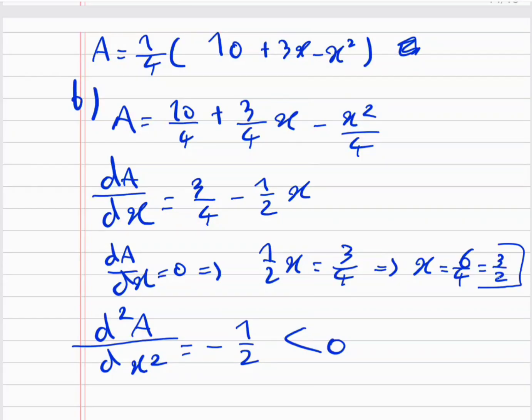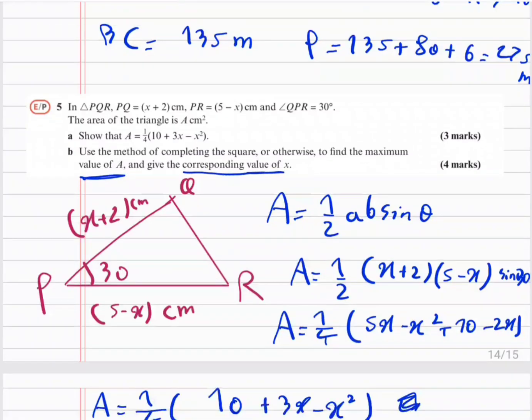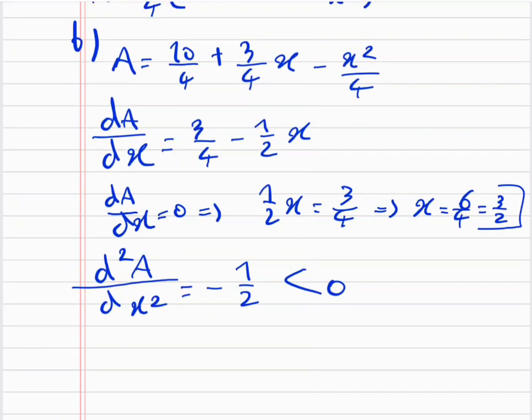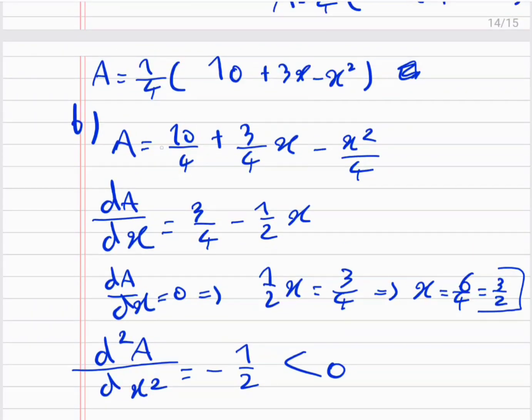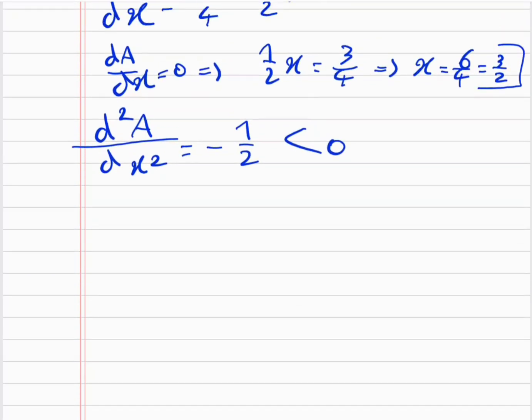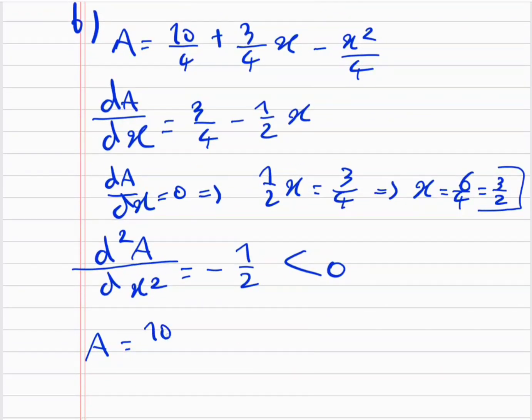Now that we have the x value, we have answered half of the question, because it says find the corresponding value of x. Now we want to know the value of A. All we need to do is substitute 3 over 2 into the main equation here. So A is equal to 10 over 4 plus 3 over 4 times 3 over 2 minus 3 over 2 squared over 4.